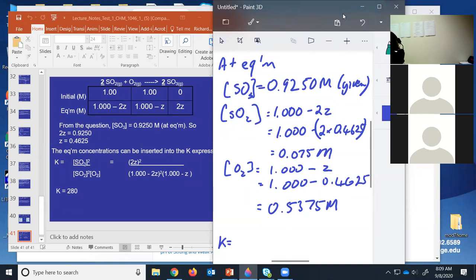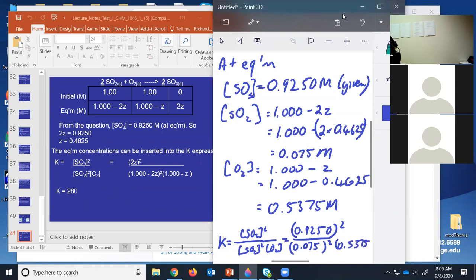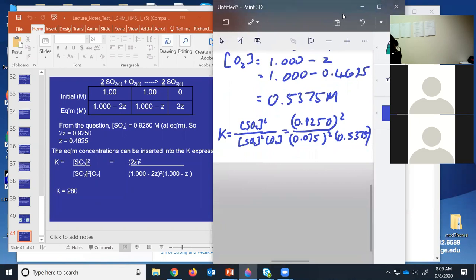So it's going to be SO3 squared on top, SO2 squared on the bottom, O2 on the bottom. Now the SO3 is 0.9250 squared, and that's over the SO2 squared, which is 0.075, and that's squared, times 0.5375. And that gives us 280 as our answer.